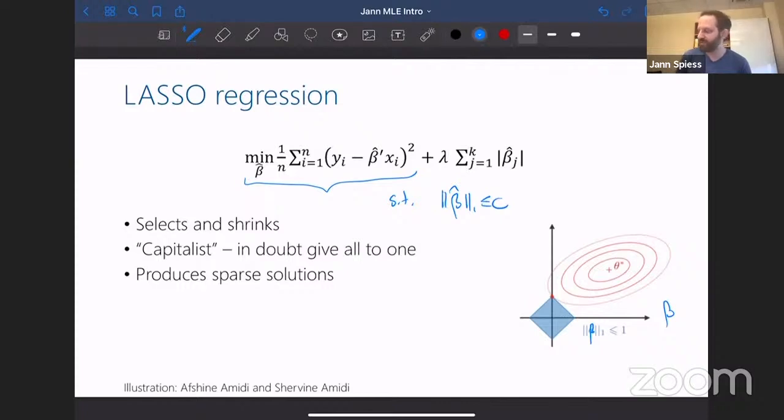Because this constraint is convex but not smooth, and it has those corners on the outside, this will make the solution likely to be sparse, meaning there will likely be many coefficients that are exactly set to 0, because it's likely that solutions fall exactly on the corner of this feasible region. And indeed, in general, we can show under some generic assumptions that the number of coefficients that can be non-zero here is basically at most the sample size.